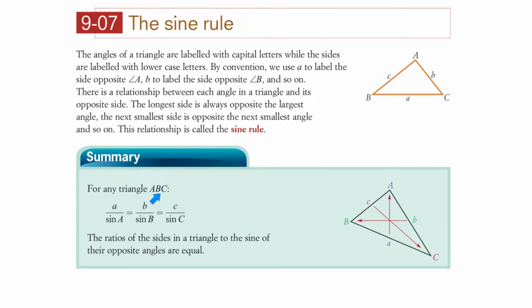Summary. For any triangle ABC, a over sine A equals b over sine B equals c over sine C. The ratios of the sides in a triangle to the sine of their opposite angles are equal. That's a great diagram right there. And also, the reciprocal of all this is okay as well, which we'll see soon: sine A over a equals sine B over b equals sine C over c.